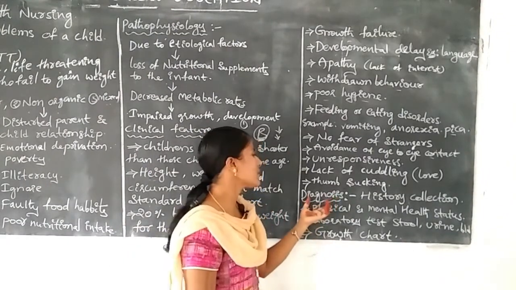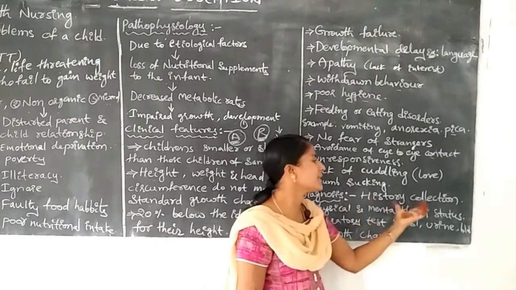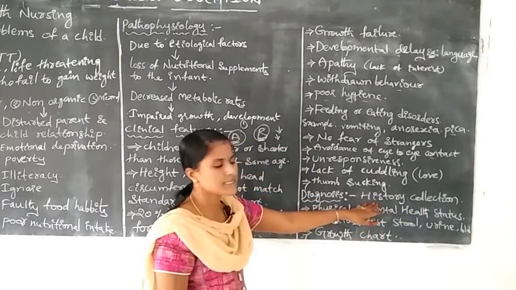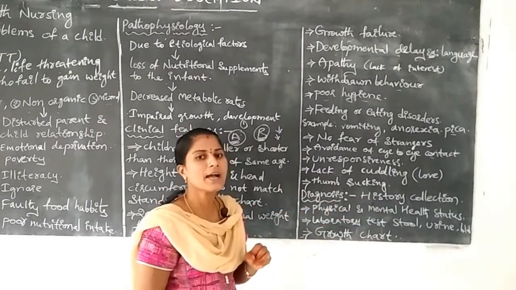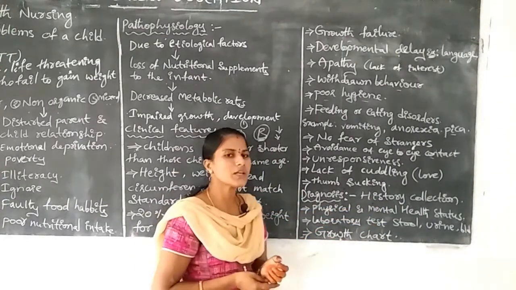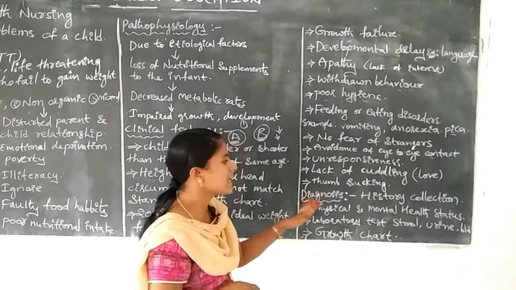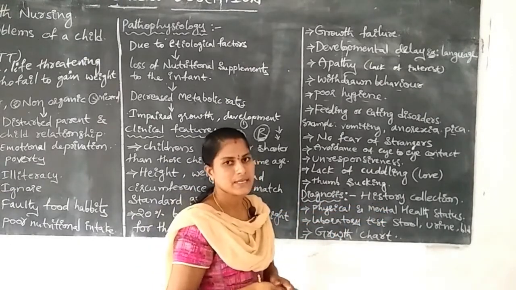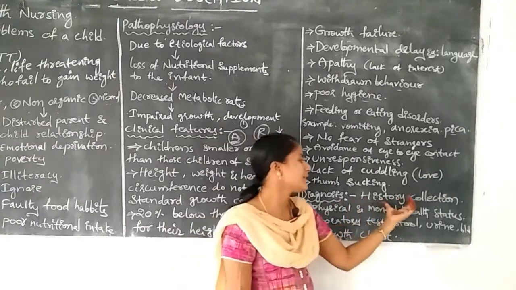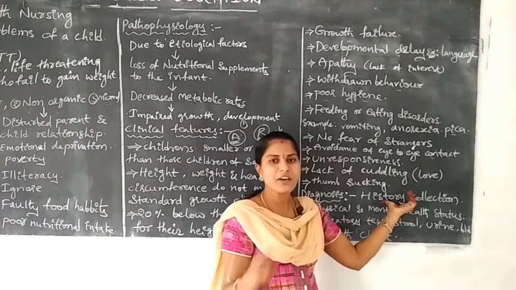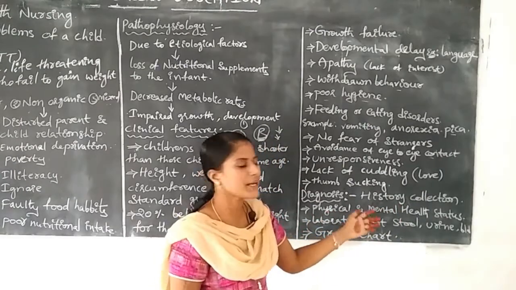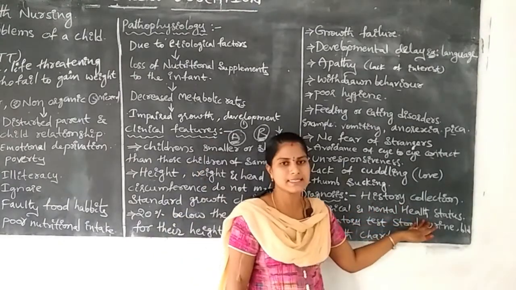Okay, in this diagnosis, first of all we are collecting the history. Is the infant suffering with any eating disorders or any problems in their health, or what is their health status? The history should be collected from the parents or the family members. Okay, next is physical examination and the physical and mental health status.